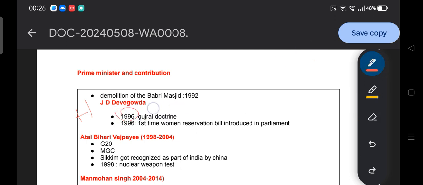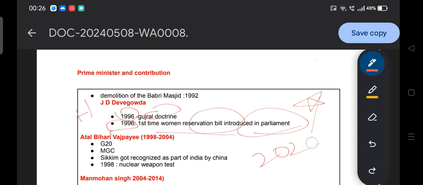So in 1996, the Gujral Doctrine, HD Devegowda. Then in 1996, for the first time, the women's reservation bill was introduced in parliament. Very, very important. In 2023, under the 106th Constitutional Amendment Act, 33% reservation has been provided to women in the Lok Sabha and the state legislative assemblies. They can ask the question: in which year was the women's reservation bill first introduced in parliament? It is 1996, HD Devegowda.